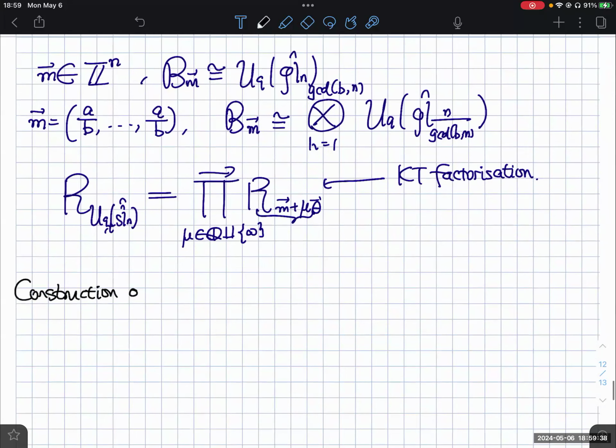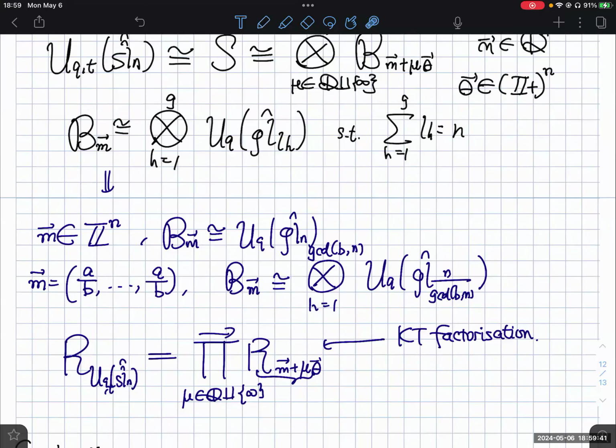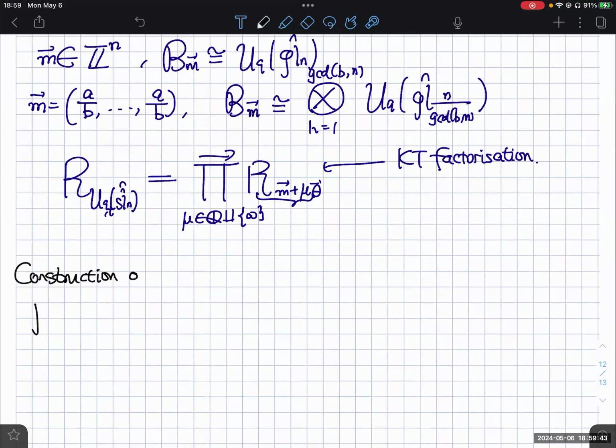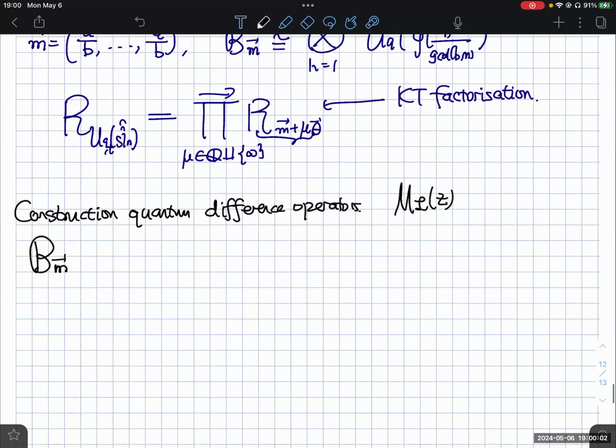So now we have these slope algebras. On each of these slope algebras, we can construct the quantum difference operators. To construct the quantum difference operators, the first thing we need to do is to construct the monodromy operators. For each of the slope algebras, you can still define the KZ equation. It is defined in the following way.